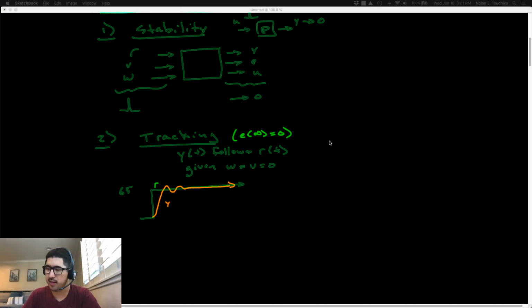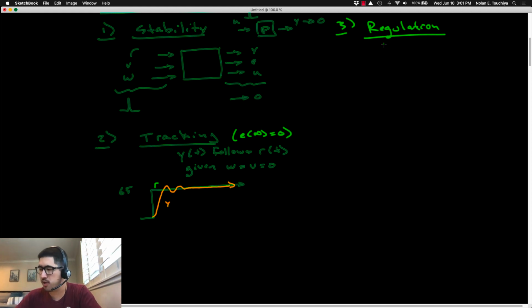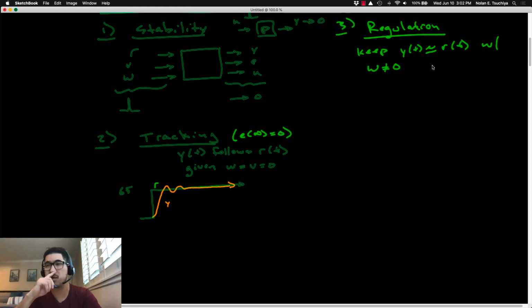Okay, so the next one is related to tracking, but it's a little bit different. It's called regulation. And regulation is sometimes referred to as disturbance rejection. Regulation assumes that you're already tracking. So it's the idea of maintaining the tracking state. Ideally you'd like to keep y of t as close to r as possible in the presence of a non-zero disturbance. Okay, so regulation is the ability to maintain the tracking state even if there's an external force trying to push you off track. Okay, so it's related to tracking, but it's different in the underlying assumption.